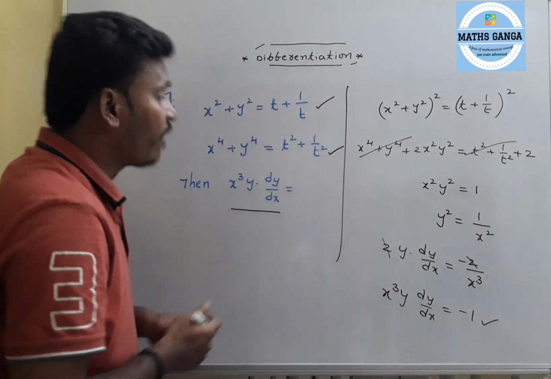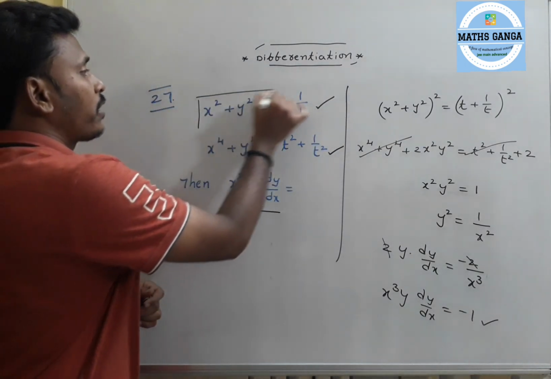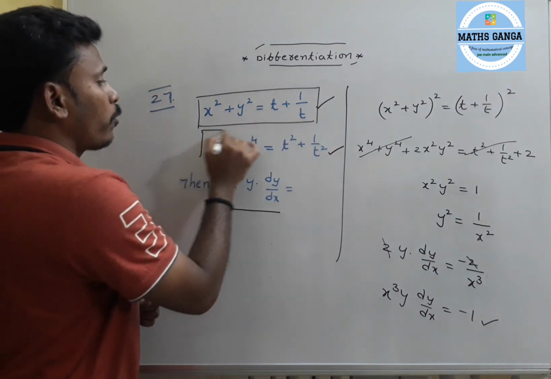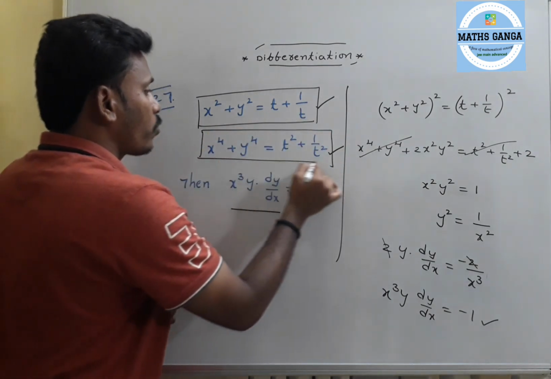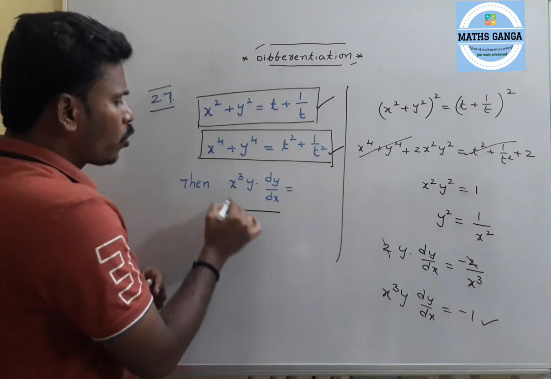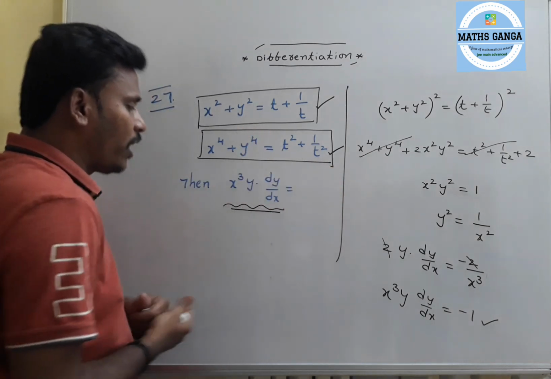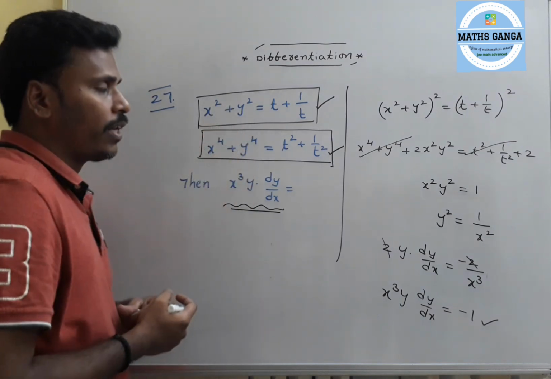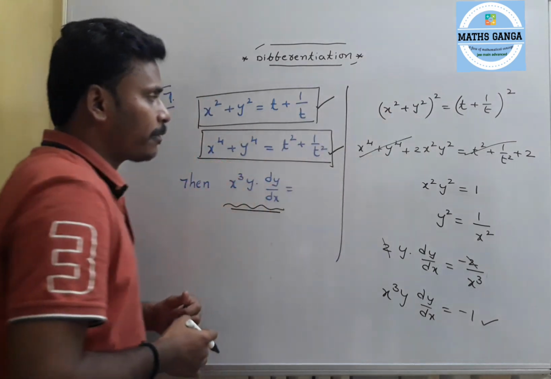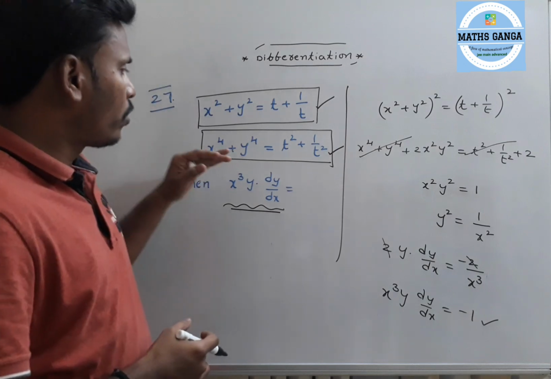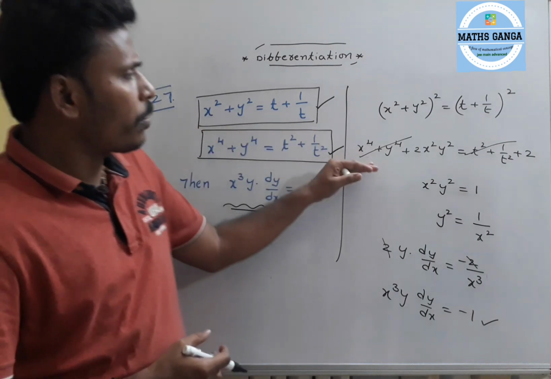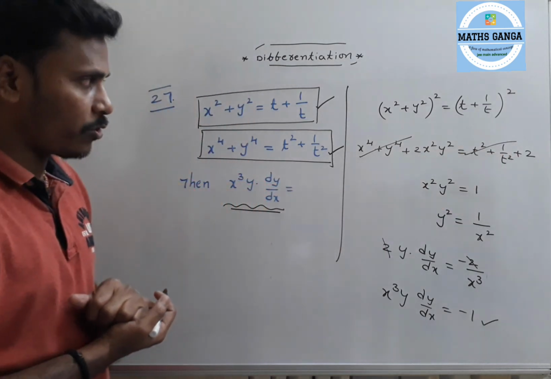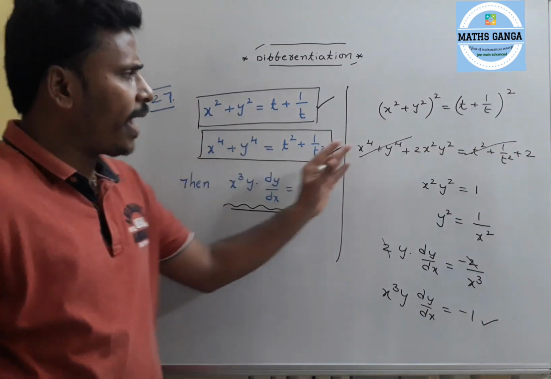Okay. Once again, have a look. This is given: x square plus y square is t plus 1 by t. And it is mentioned that x power 4 plus y power 4 is t square plus 1 by t square. Now to calculate this x cube y into dy by dx, just eliminate t, establish a relation between x and y. So squaring on both sides. Okay. So x power 4 plus y power 4 plus 2x square y square is t square plus 1 by t square plus 2. So since these two are equal, cancel these two.